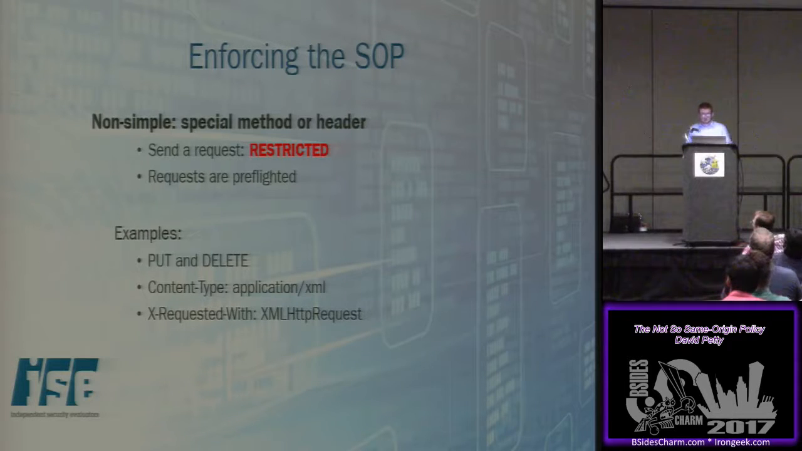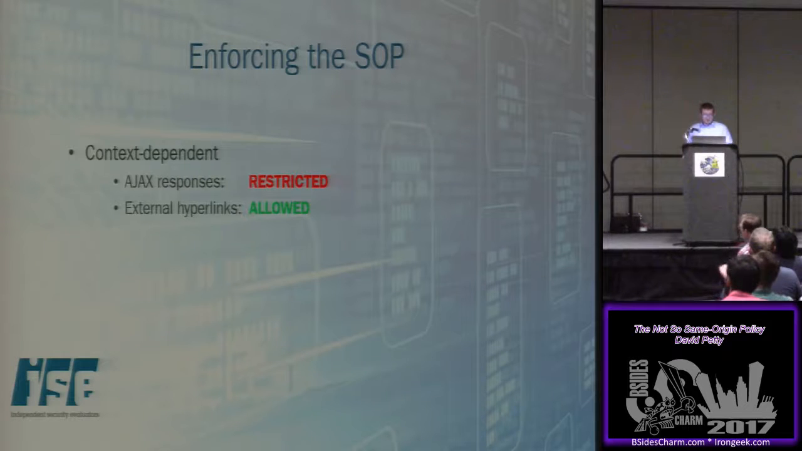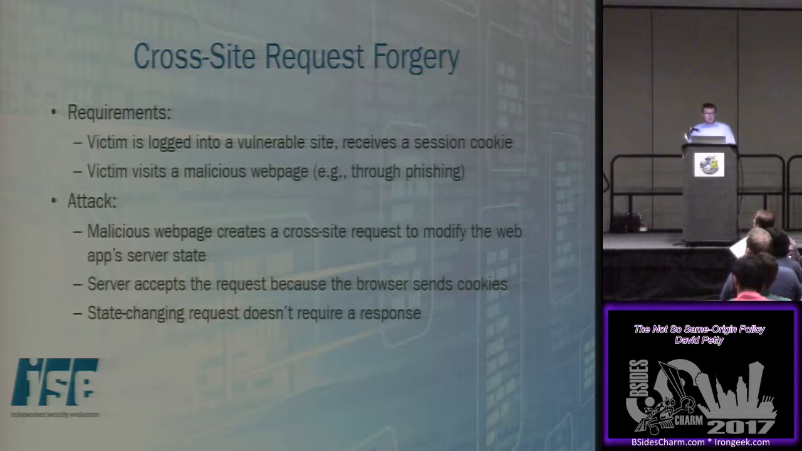And most of the time it's going to say no if it's cross-origin, or all the time it's going to say no if it's cross-origin. Okay. So it is important to keep in mind this is all context dependent. Like I said, AJAX responses by default are going to be restricted. But external hyperlinks on the internet, by the nature of it, are going to be allowed because the user has the chance to click on the link or not. And that's why untrusted links are very dangerous.